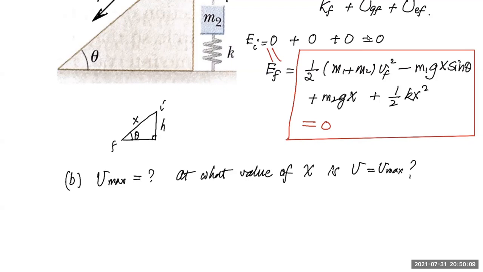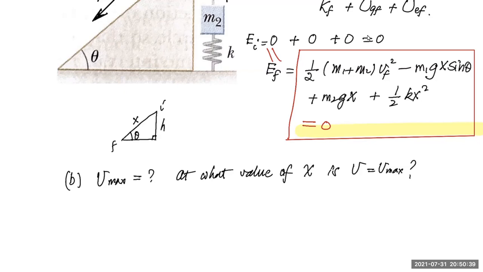Why do I say that? It's because we already found this expression for V final as a function of X. We didn't isolate V final, but we can easily do that. So as X changes, so does V final, and V final is a function of X, which satisfies this equation right here. And if you have a given function, how do you find the maximum value of this function?